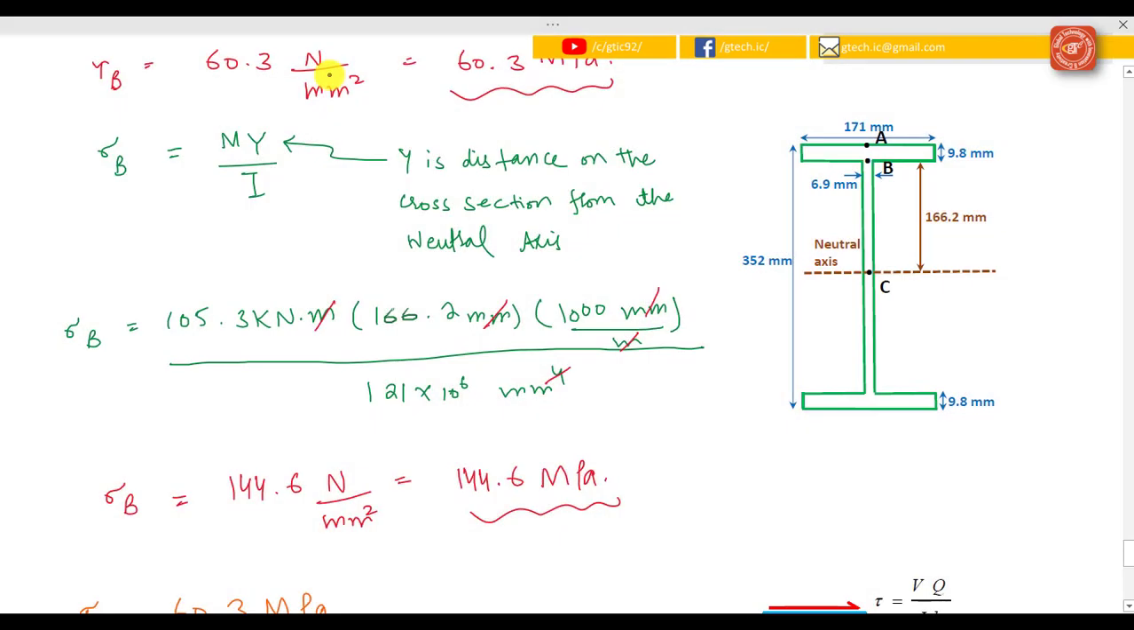Now we also have to find at point B the flexure stress, that is the normal stress. To determine that, we take the moment value at the cross section, that is 105.3 kilonewton meter. This value comes from the shear force and bending moment diagram, and y is the distance on the cross section from the neutral axis, that is shown here, 166.2 millimeter. I have my conversion factor, and over I, that is 121 times 10 raised to the power 6 millimeter to the fourth. This value comes from the reference, and sigma B would be 144.6 megapascal.